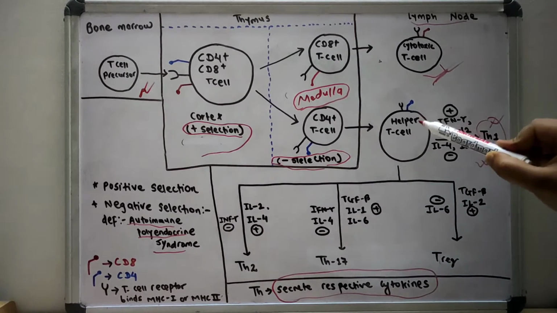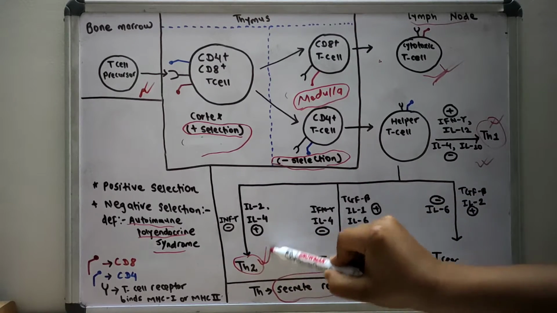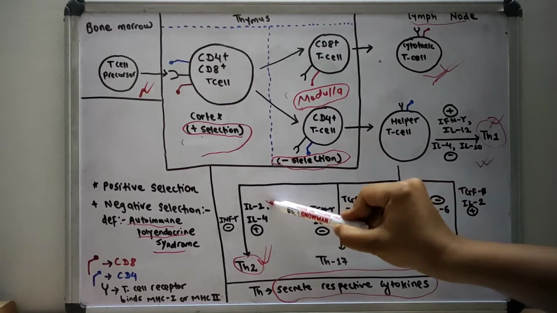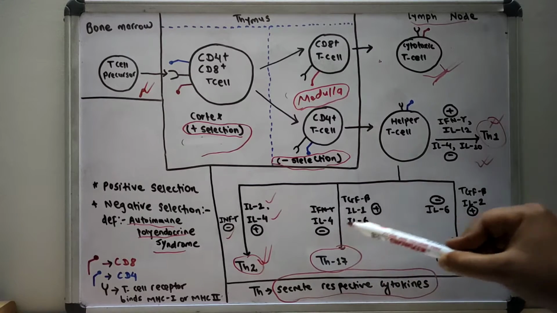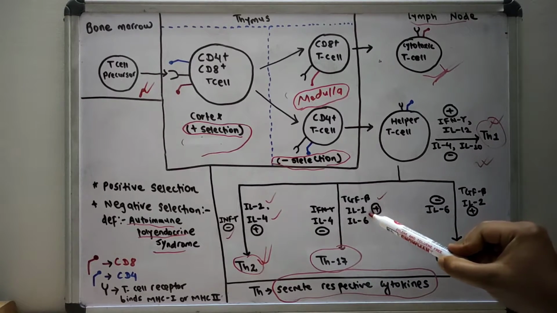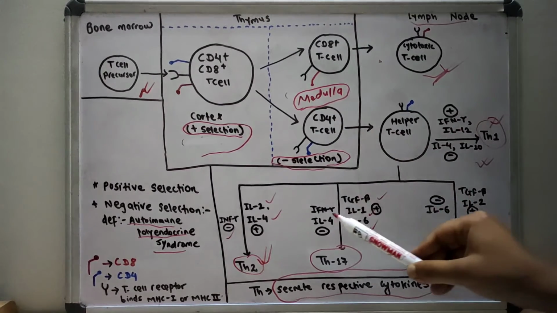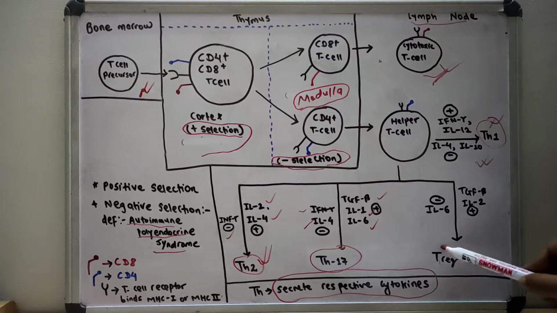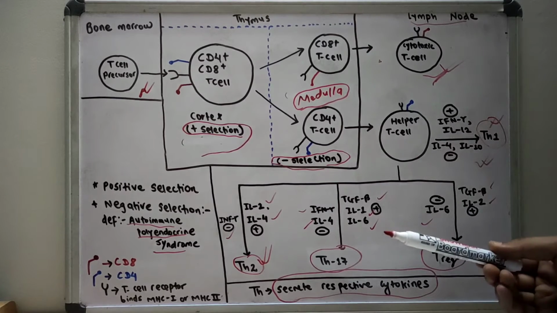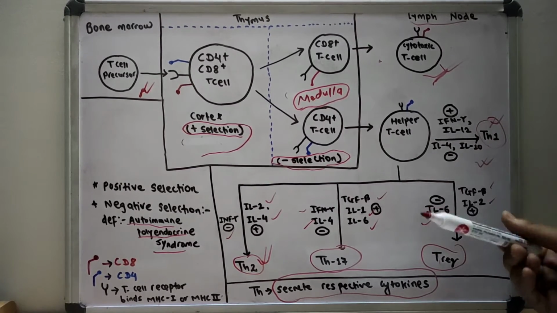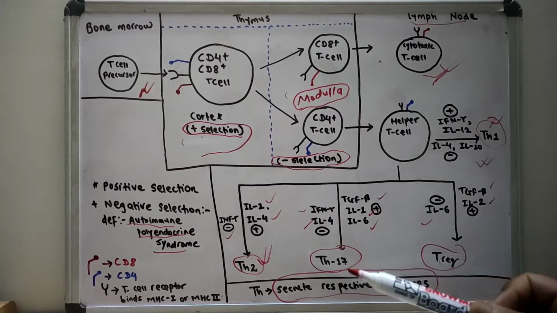The helper T cells also differentiate into T helper 2 cells. This is enhanced by interleukin 2 and interleukin 4 and suppressed by interferon gamma. The differentiation of T helper 17 cells is enhanced by transforming growth factor beta, interleukin 1 and interleukin 6, whereas it is inhibited by interferon gamma and interleukin 4. Whereas the transformation of helper T cells to T regulatory cells is enhanced by transforming growth factor beta and interleukin 2, and inhibited by interleukin 6. So these T helper cells, TH1, TH2, TH17 and T regulatory cells, secrete their respective cytokines and they have their respective functions.